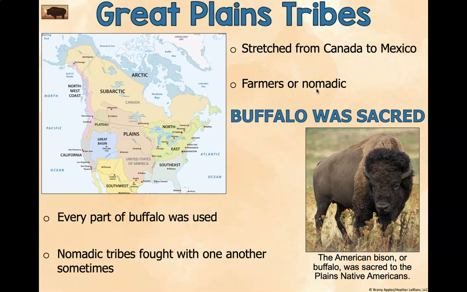Nomad means that they roam for their food. They are not stable. They don't have a set place to live. They move around, usually depending on where their food was.